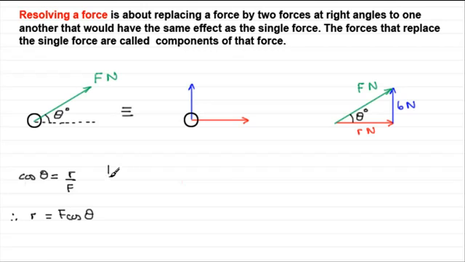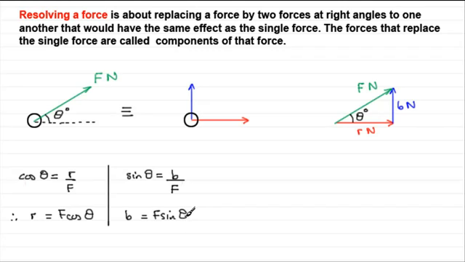We can do exactly the same for this component, the blue component over here. Figure out what B is by looking at the sine ratio, because this side is the opposite side to theta and this is the hypotenuse. Sine of an angle always compares the opposite side to the hypotenuse. So the opposite is B divided by the hypotenuse F. And if you multiply both sides of this equation by F, you find that B turns out to be F sine theta.